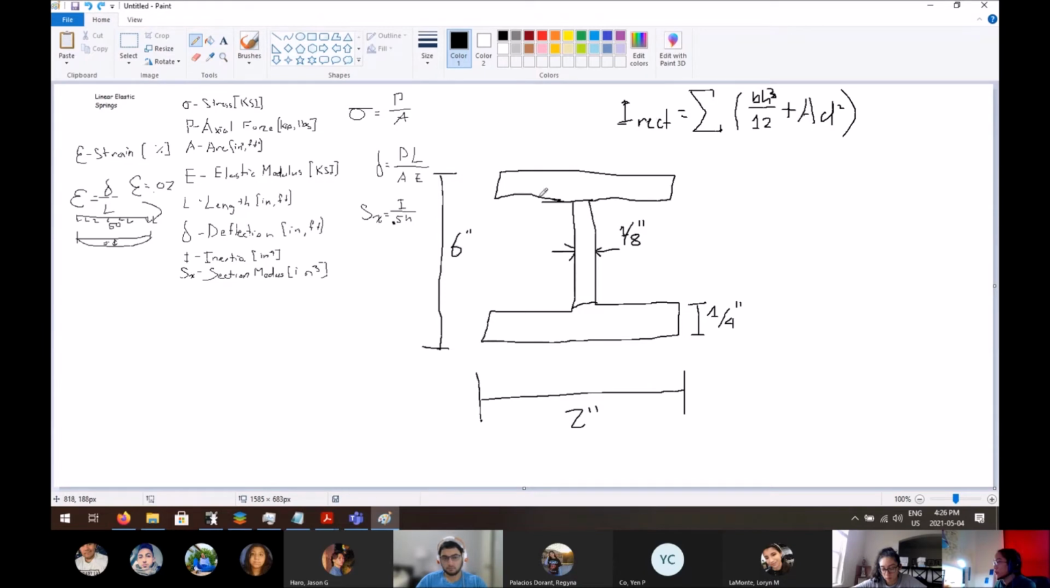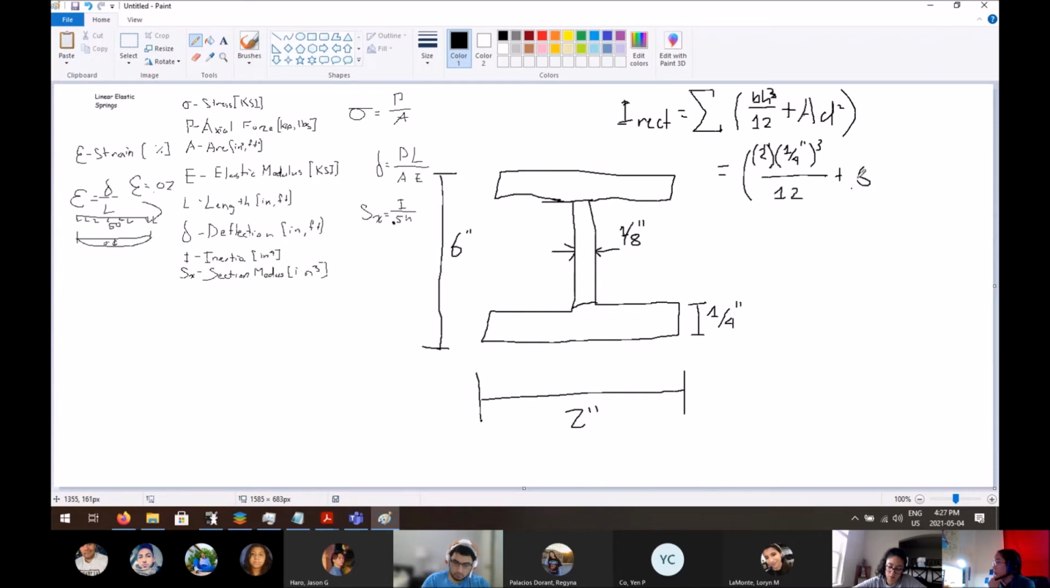So we have our 3 rectangles, one right here, one right here, one right here. So we're just going to plug all that into here. We're going to solve it for one of the rectangles. That would be B, that would be 2, times H, that's 1/4 of an inch. This is 2 inches cubed over 12, plus A. What's the area?